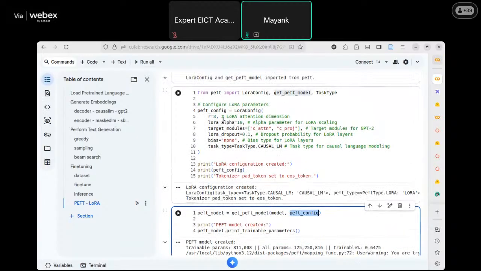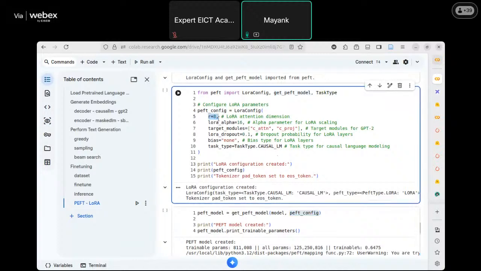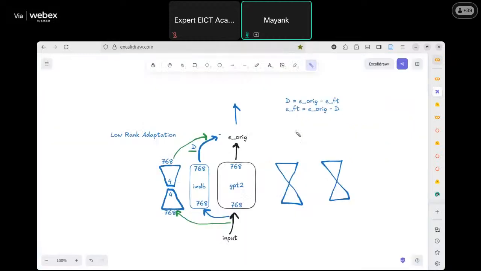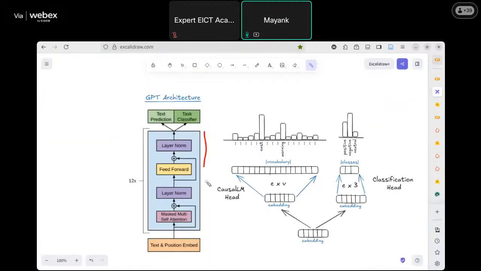Now see what we have given in the configuration: r is equal to 8, so the rank is 8. In this example I'm using r is 8. And LoRa alpha is another parameter for scaling. The idea is that when we are dealing with, okay, I have to tell you one more detail before I get into this. Target modules, this thing. Usually in a transformer, as we had seen, there are so many layers.